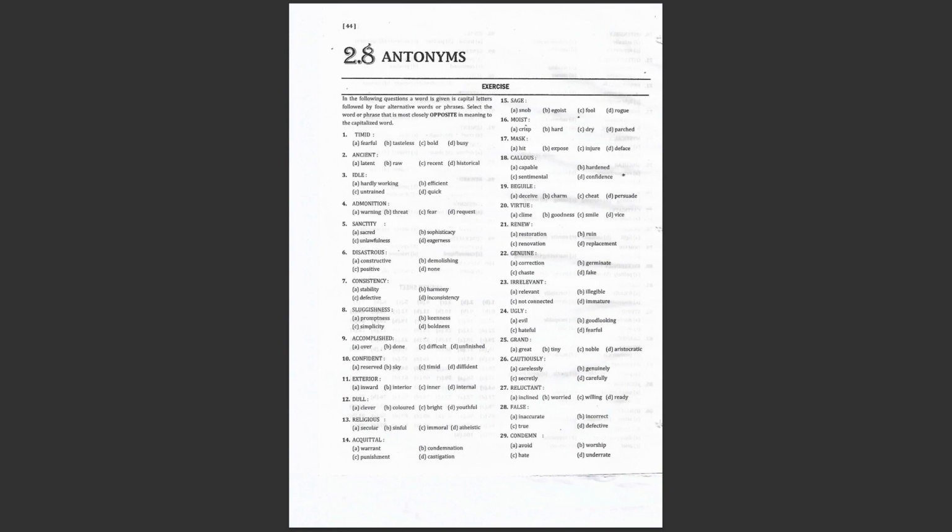Next word, confident. Confident is someone who is very sure of himself. He believes in himself. उसको बहुत श्योरिटी है, बहुत विश्वास है अपने ऊपर. So the correct antonym is option C, timid. Timid, someone who lacks courage, someone who is not very confident in himself. जो आत्मविश्वासी नहीं है वो क्या है? वो डरपोक है, उसको अपने ऊपर विश्वास नहीं है, भरोसा नहीं है.